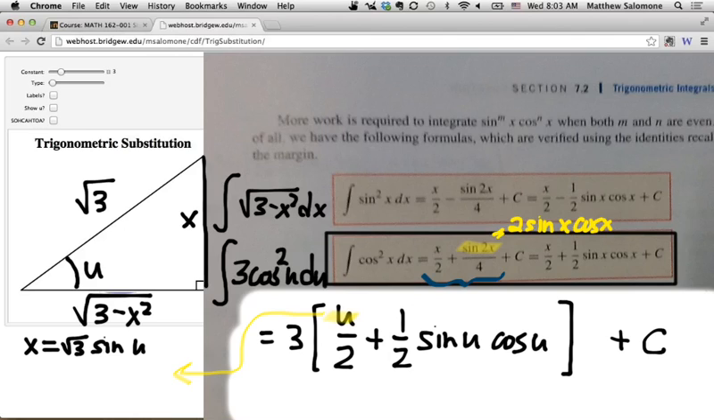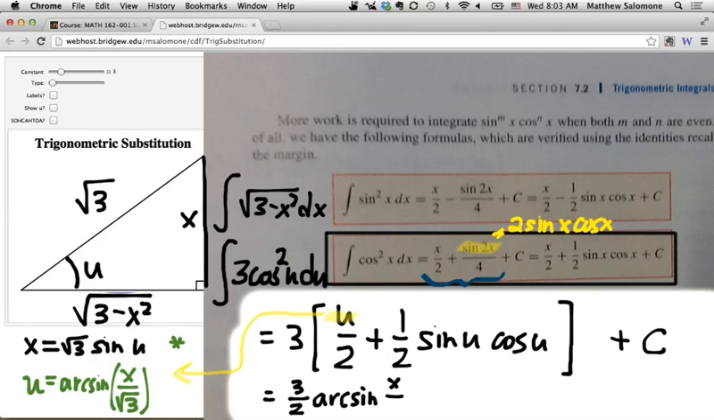Solve for u. Okay. In the equation that relates u and x together, that was easiest. So this one over here. So if x is equal to radical 3 sine of u, then what is u? x over radical 3. And what happens to the sine? Becomes arcsine. So u is the arcsine of x over radical 3. And therefore, that first term in our antiderivative becomes 3 halves. I'm going to distribute our 3 also. 3 halves arcsine of x over radical 3.